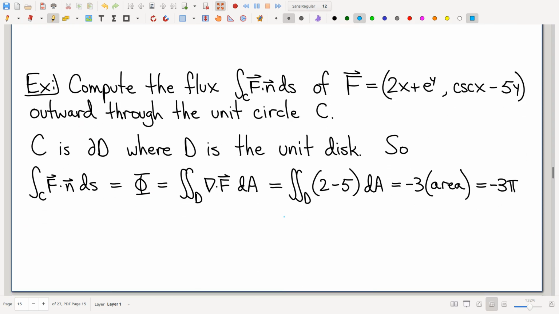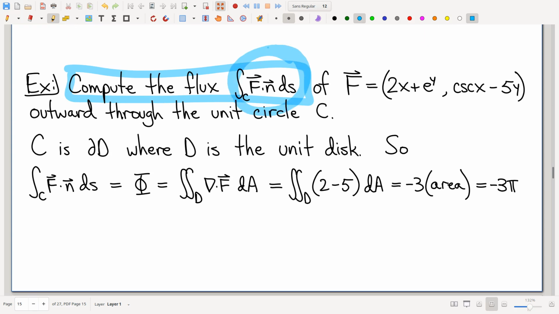Let's see an example of this. We are being asked to compute a flux. Notice it's written very naturally in this form that we don't like, right? This form that at a glance we don't know how to compute it.